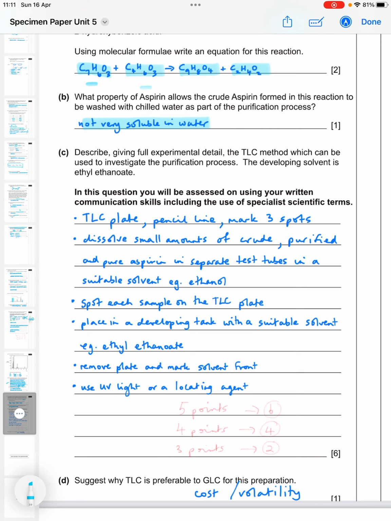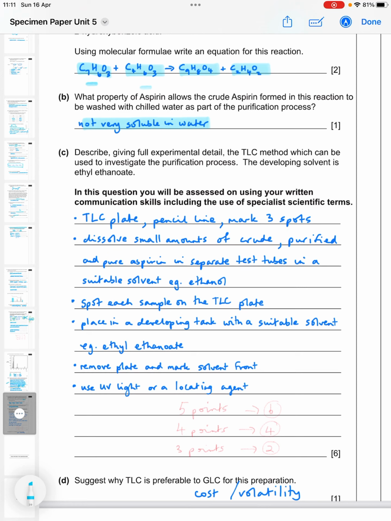Then describe, giving full experimental detail, the TLC method which can be used to investigate the purification process. The developing solvent is ethyl ethanoate. And this is one of the ones where you have to use your communication skills and your special scientific terms.